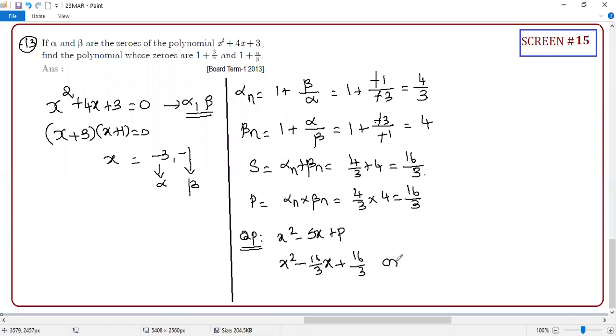Okay, 16 by 3. I can take 1 by 3 out. The answer is 3x square minus 16x plus 16. And Shivani, you just try to understand. You can leave the answer like this. If you are taking 1 by 3, if you are not putting 3, then the answer is wrong.